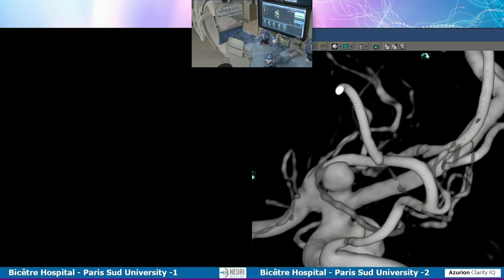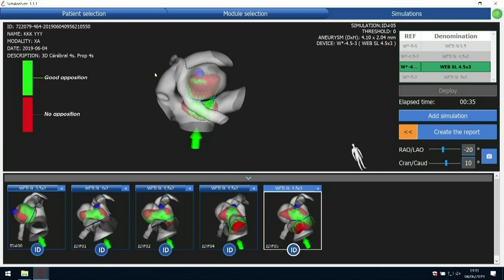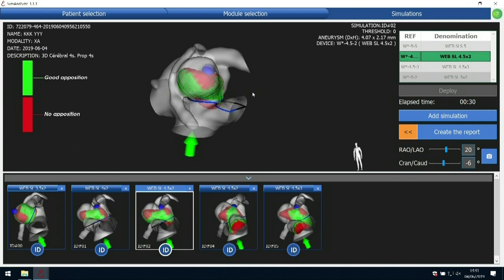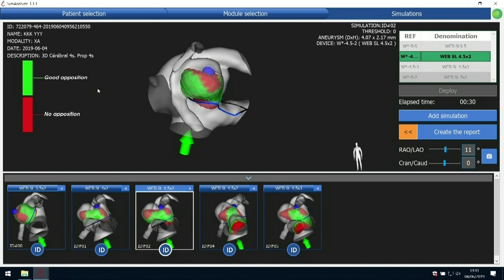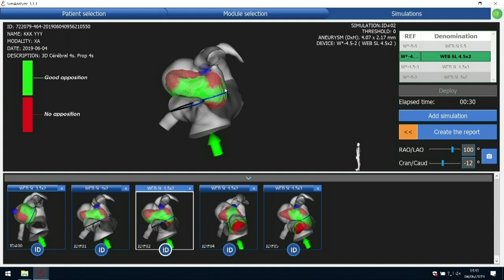Okay, so this is the simulation of 4.5 by 3. There is a huge constraint. So this is the upper branch of the bifurcation. This is the lowest branch of the bifurcation. So it's definitively not fitting inside the sac of the aneurysm. We tried several simulations. It's a little bit tricky. And you see that when you are looking at the AP, which is the one you have on screen, you may have a good apposition because you have the green color here. And if you look on the orthogonal view, which is the most important, you apply the web along the width of the aneurysm. Of course, you have some dead space here, but the only option to fill this dead space would be to use a higher one, which would be a 4.5 by 3.